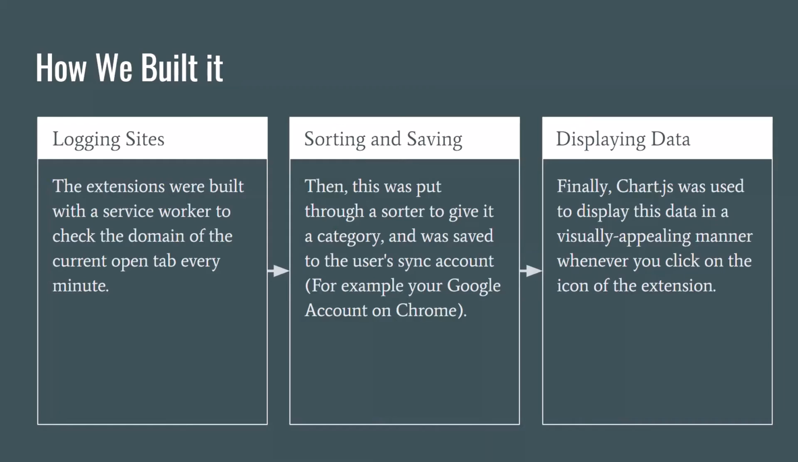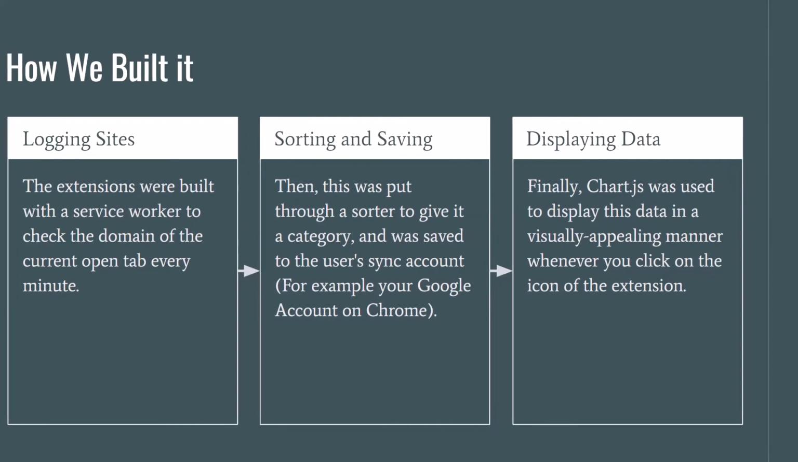We built Time Extension in 3 major steps. First, we had to log the domain of the current tab the user is on. We did this every minute using a service worker. Then, we sorted this data to give it a category, and saved it on the user's account. For example, the data from the Chrome extension would sync to your Google account, just like your passwords or form autofill. This means your Time Extension data can sync between all your devices, providing one place to view all your online activity. Finally, the last step was to display this data using a chart in the extension's pop-up window. We used chart.js for this.